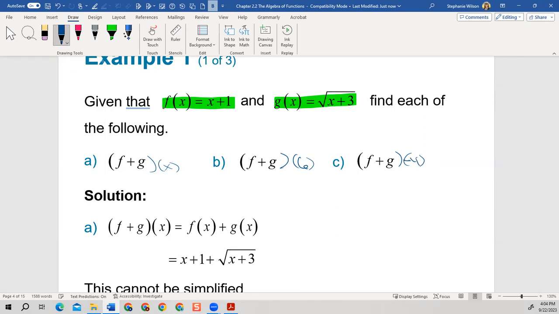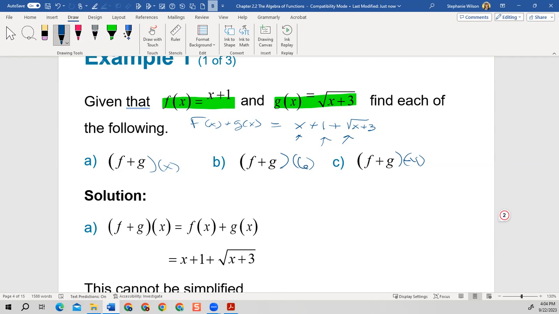Okay, so what we're going to do is take our f function and add it to our g of x function, right? So I get x plus 1 plus the square root of x plus 3. However, whenever you add or subtract, you have to have like terms. I have x to the first here, I have a constant, and then I have a square root of something. So these are not like terms, so I cannot put them together. So that would be my answer for A.